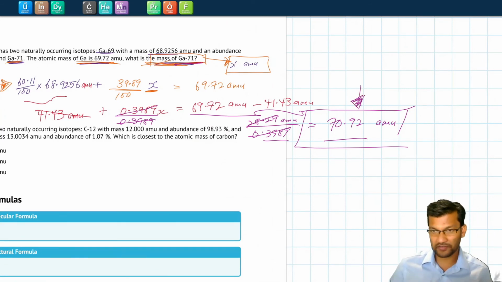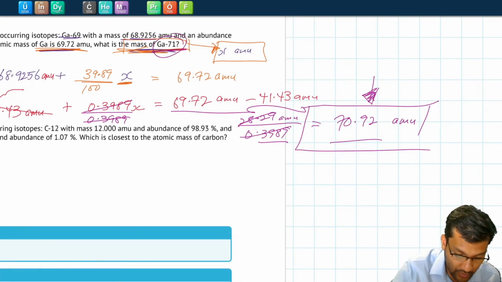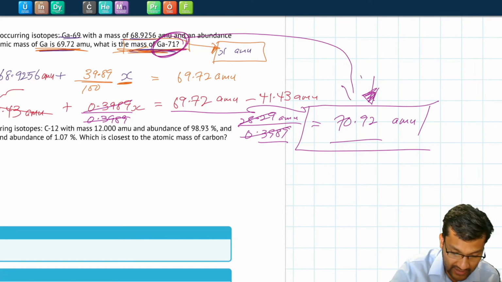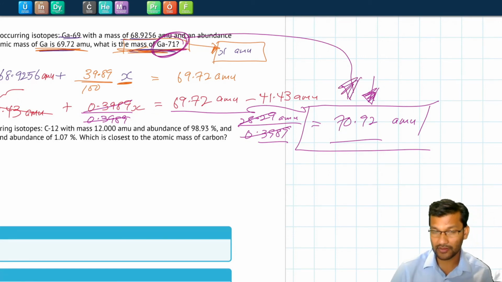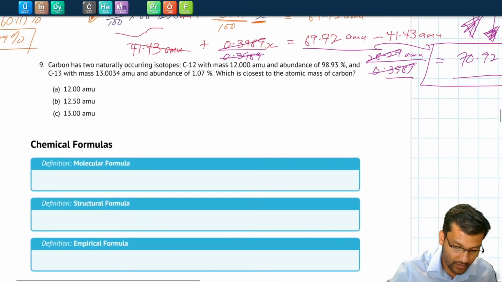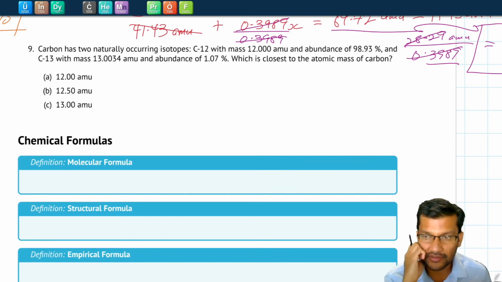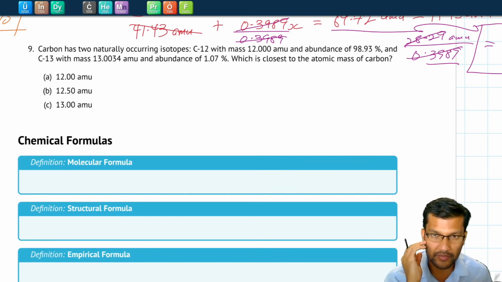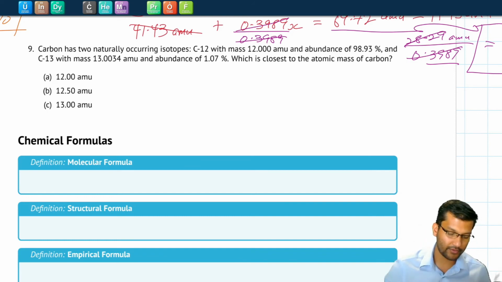Now, just to verify that our answer makes some sort of sense, we know that it's gallium-71, so the atomic mass should be close to 71, and I would say 70.92 atomic mass units is very close to 71, so that makes sense. All right, let's think about how abundances work with the atomic mass of an element. So pause and see if you can figure out question 9 on your own.